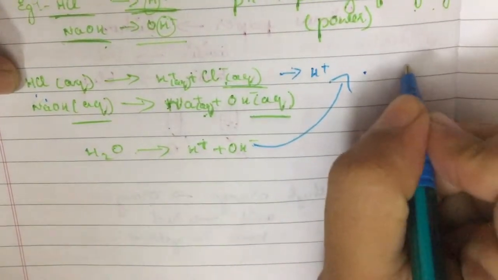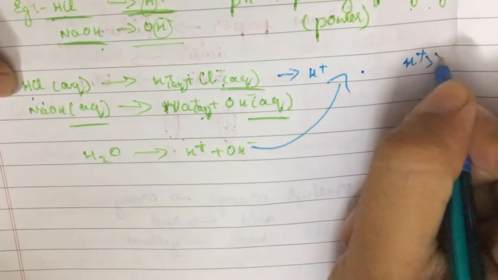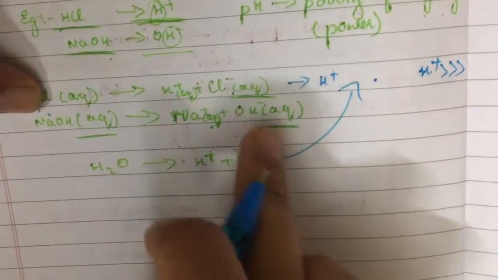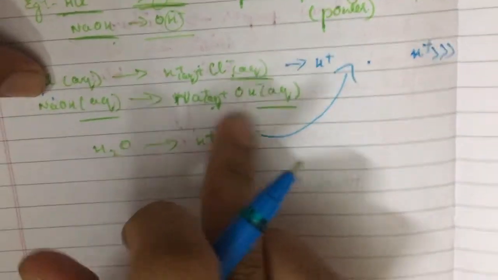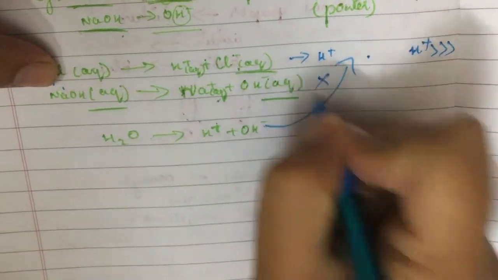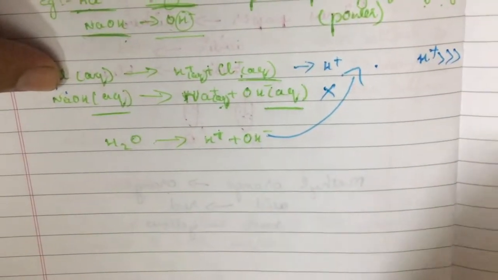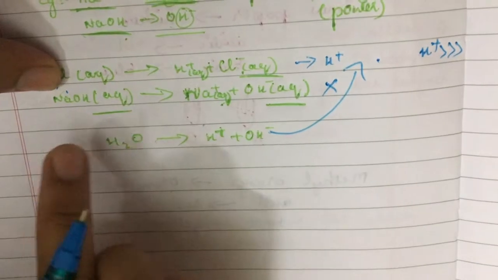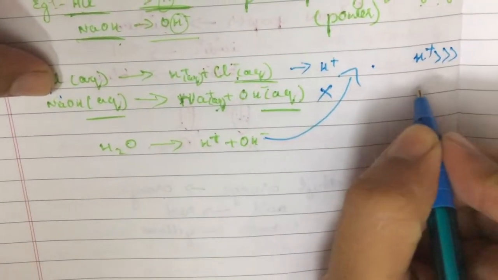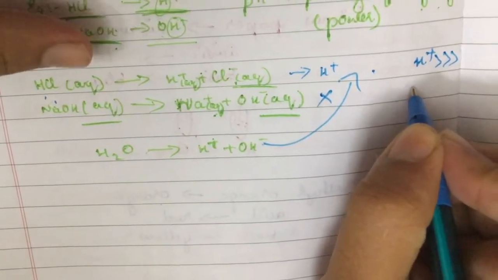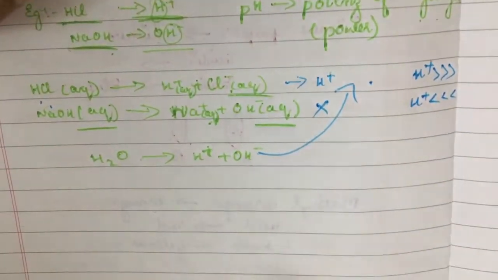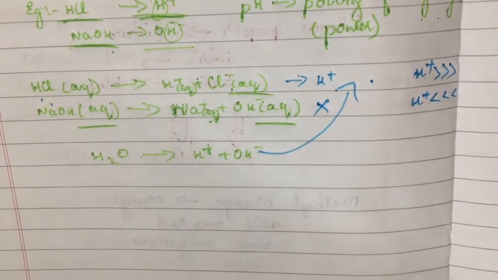So here the H plus ion concentration will be more in the case of acid, whereas in the case of base, that is NaOH, the concentration of OH minus ion is more, and H plus ion concentration is nil, or H plus ions are absent in the case of base. But being in aqueous solution, the H plus ion will be there. So H plus ion concentration will be less in the case of bases as compared to that of the acid.